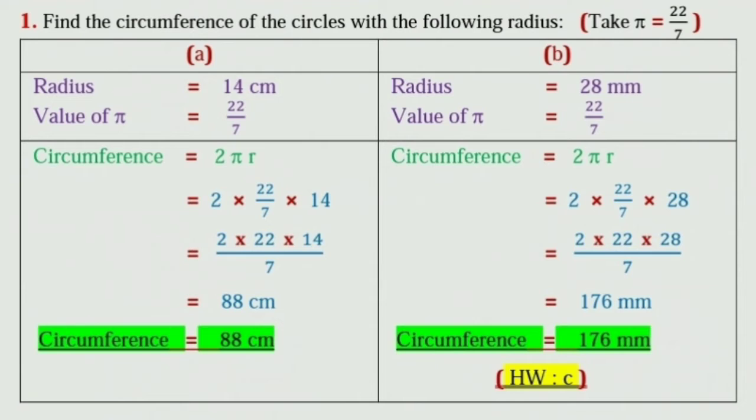After simplifying this, we will get 88 centimeter. Therefore, the circumference of the given circle is 88 centimeter. Now B, radius is equal to 28 millimeter, value of pi is equal to 22 by 7. Now circumference is equal to 2 pi r, which is equal to 2 into 22 by 7 into 28. After simplifying this, we will get 176 millimeter. Therefore, the circumference of the given circle is equal to 176 millimeter.